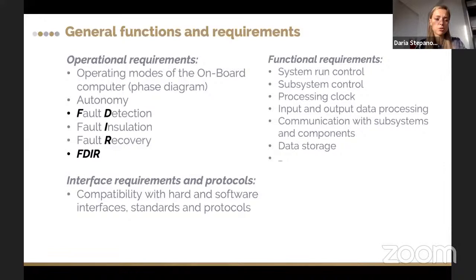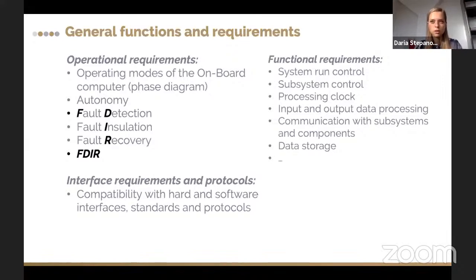The OBC shall be autonomous, fault resilient, with fault detection, isolation, and recovery. From the functional requirements, there shall be system run control. Basically, OBC shall collect all the possible telemetry about the satellite, which EPS is not collecting, and run control over the states of all the modules. The control shall be done also on the subsystem level.